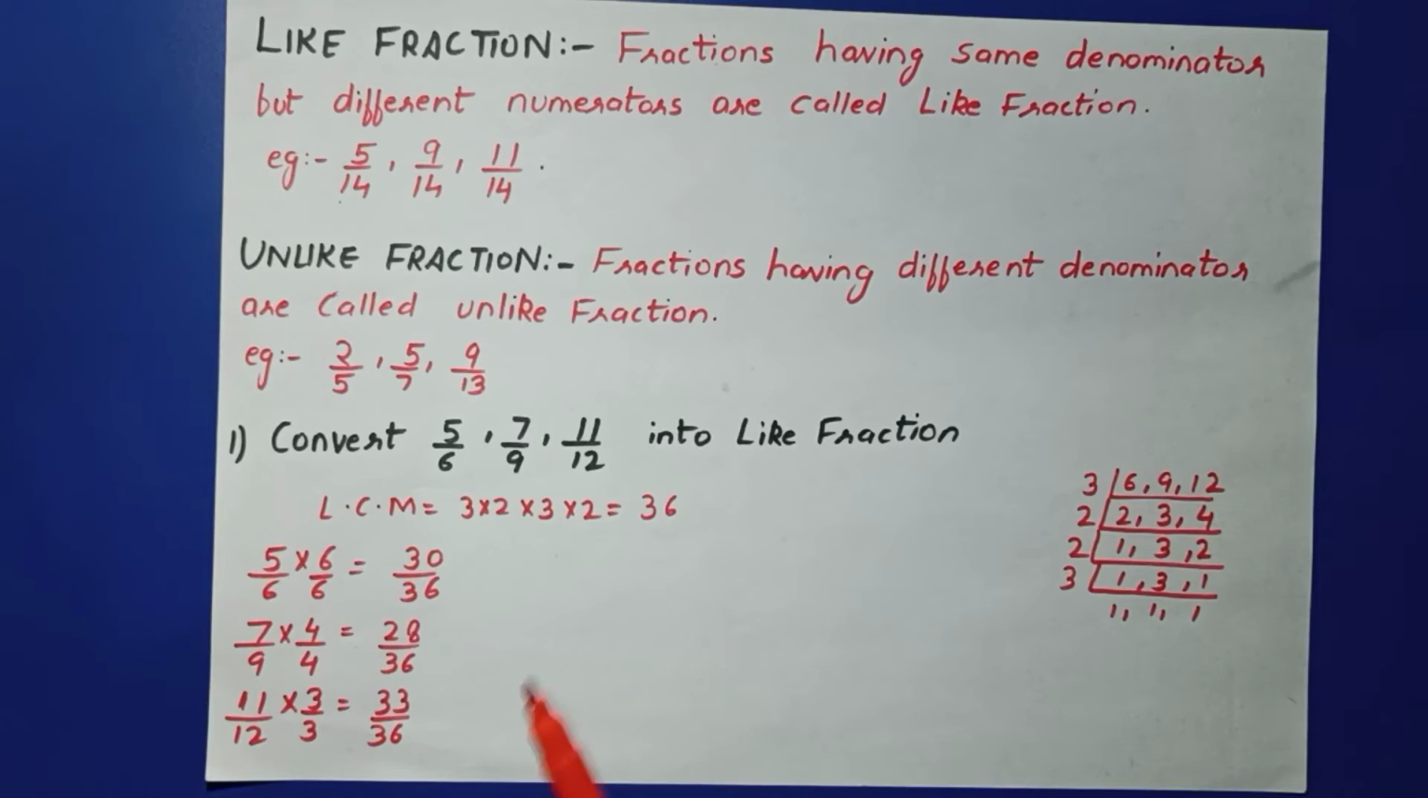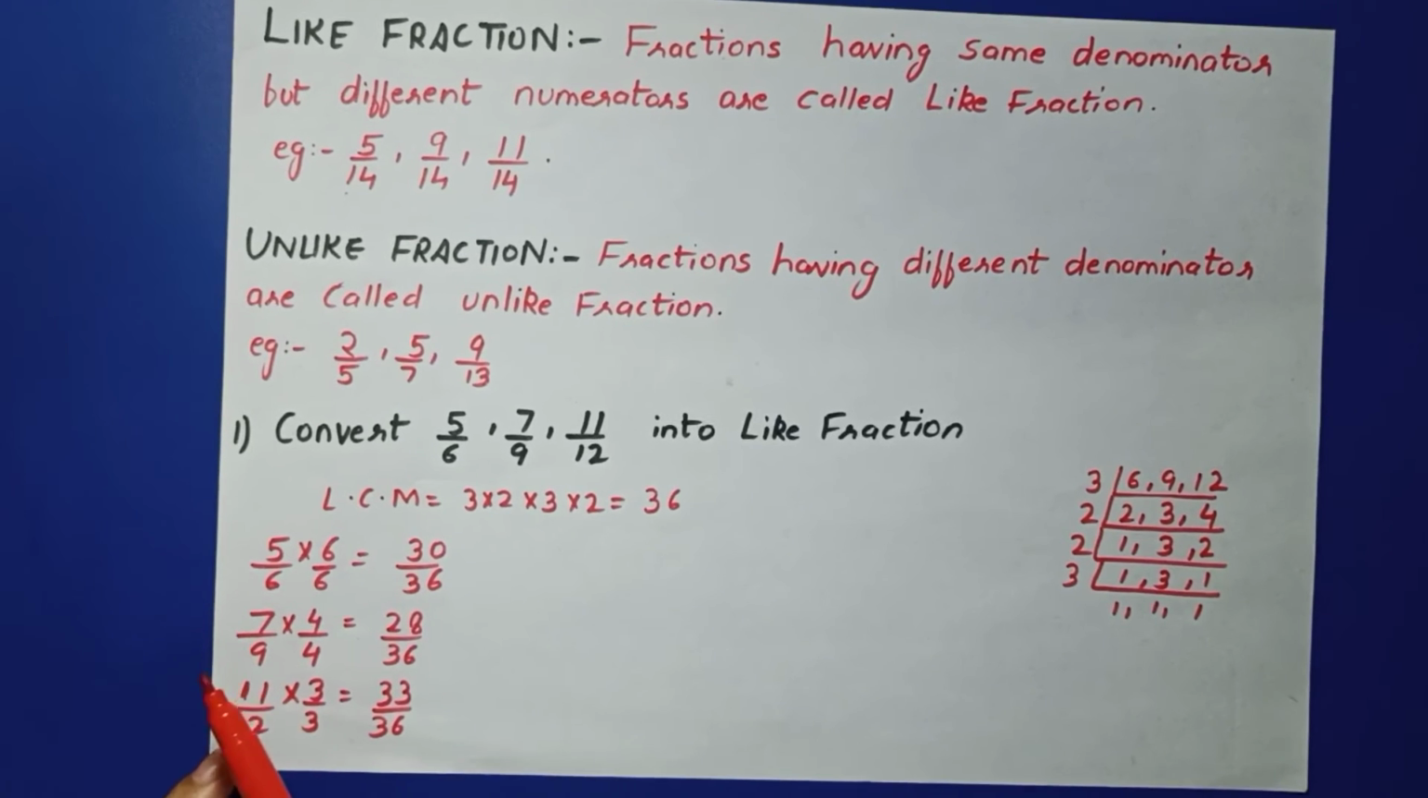Now how will we convert these into like fractions? 5 upon 6 we'll write. We have to convert this 6 into 36. So by which number will we multiply 6 such that it becomes 36? We'll multiply by 6. We'll multiply the numerator as well as the denominator. So 5 6s are 30 and 6 6s are 36.